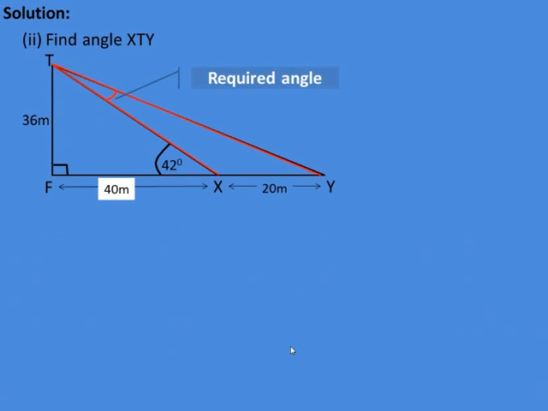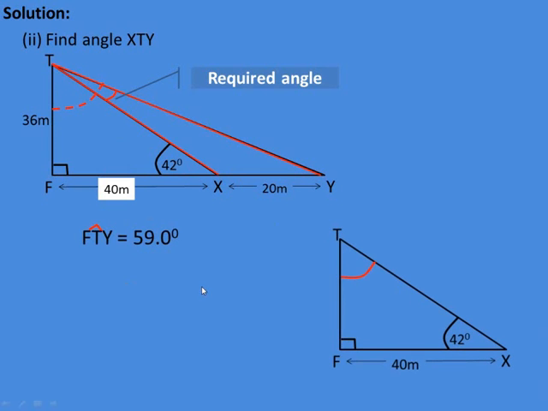We have to do some more sorting out of that, so we are going to write this angle as 59.0 degrees. That's the overall angle here in the broken line, and then we need to get to the required angle. To do so, let us take out the triangle TFX and see what the angle FTX is.